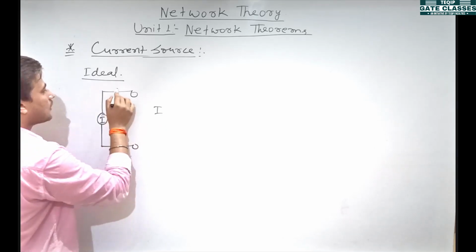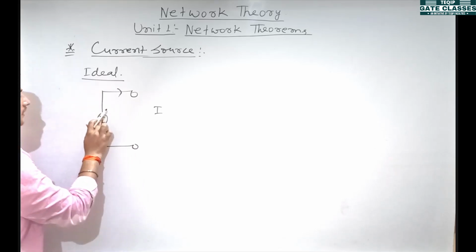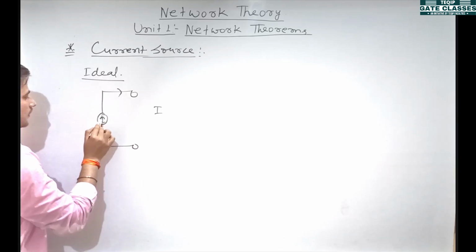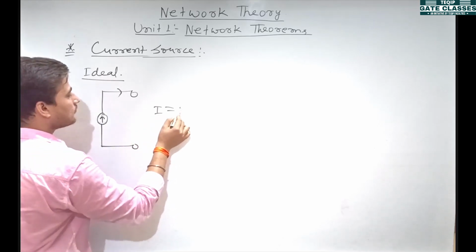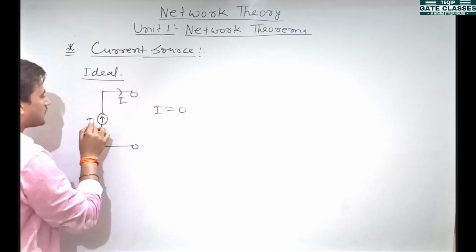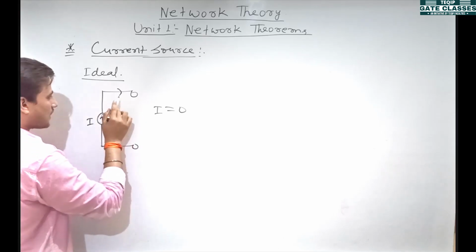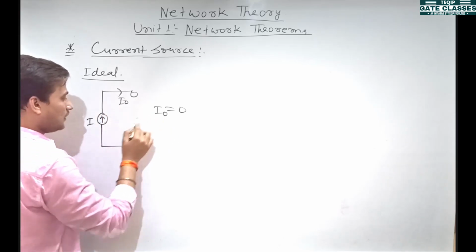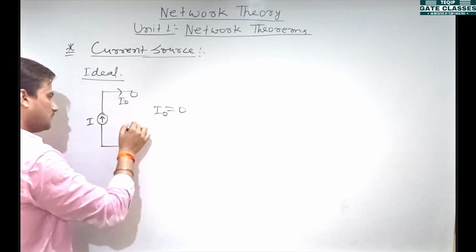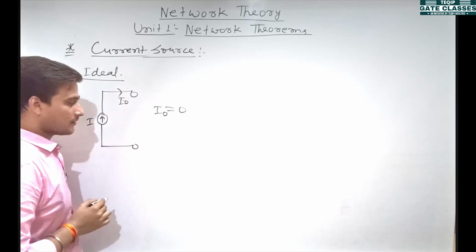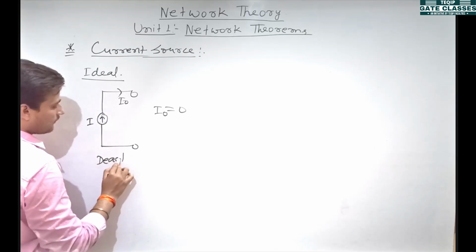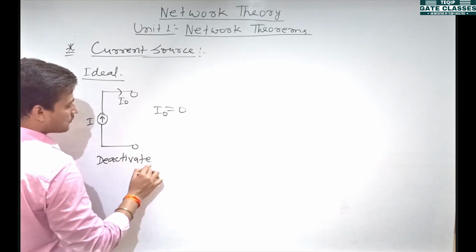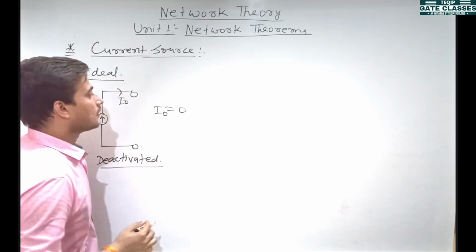Here you see this current is I. This is the symbol of the current source. Current is I. But here somebody is asking you to write I0, so I0 will be 0. Why? Because this is open circuited. So you can see that here the current source is deactivated. Come to the second condition.